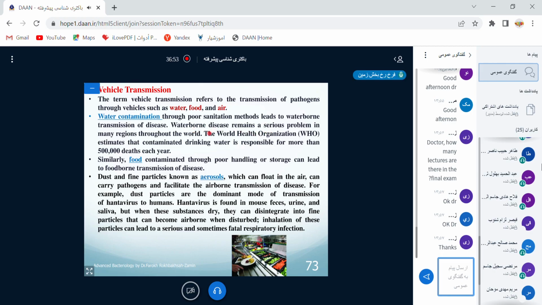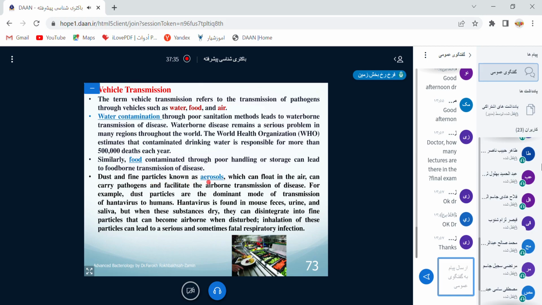Waterborne disease remains a serious problem in many regions throughout the world. The World Health Organization, WHO, estimates that contaminated drinking water is responsible for more than 500,000 deaths each year in the world. Similarly, food contaminated through poor handling or storage can lead to foodborne transmission of disease.